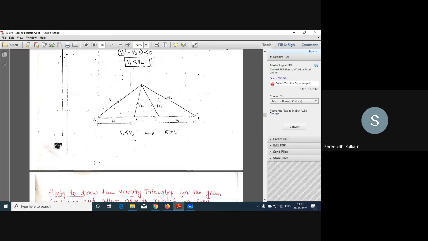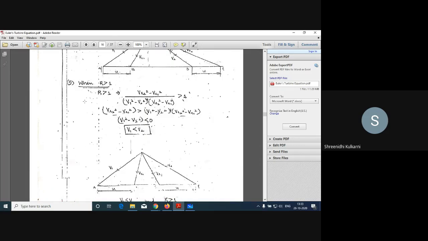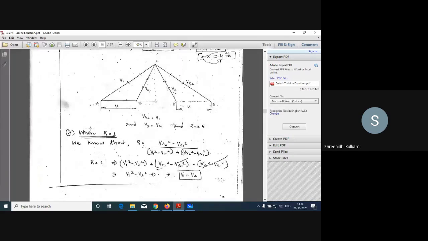I hope you understood how to draw the velocity triangle by varying the degree of reaction R. Please remember these four conditions: when R is less than 0, when R is 0, when R is 50%, and when R is equal to 100%. If you don't know, remember the degree of reaction equation for axial flow turbines, check the conditions, and draw the velocity triangle accordingly.